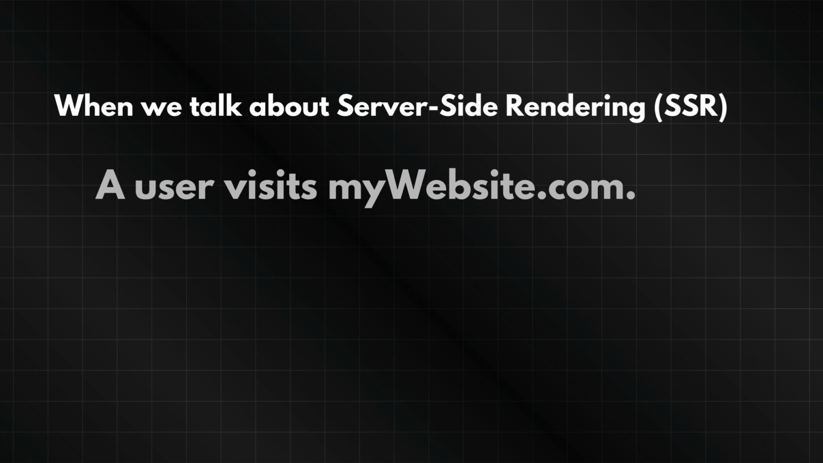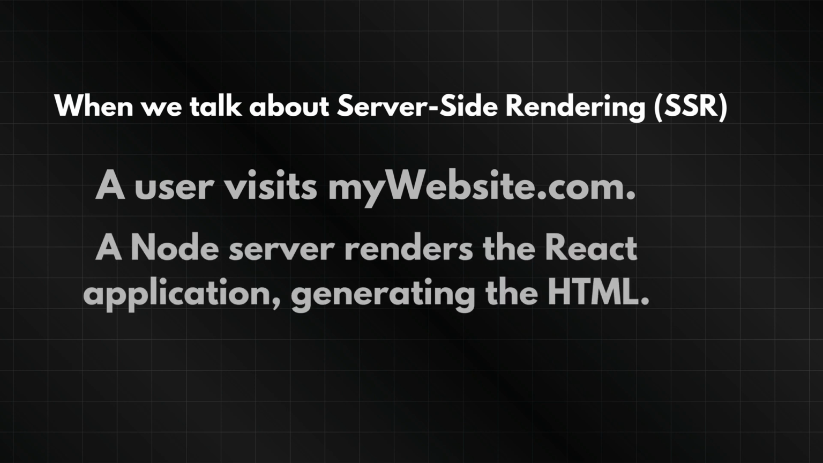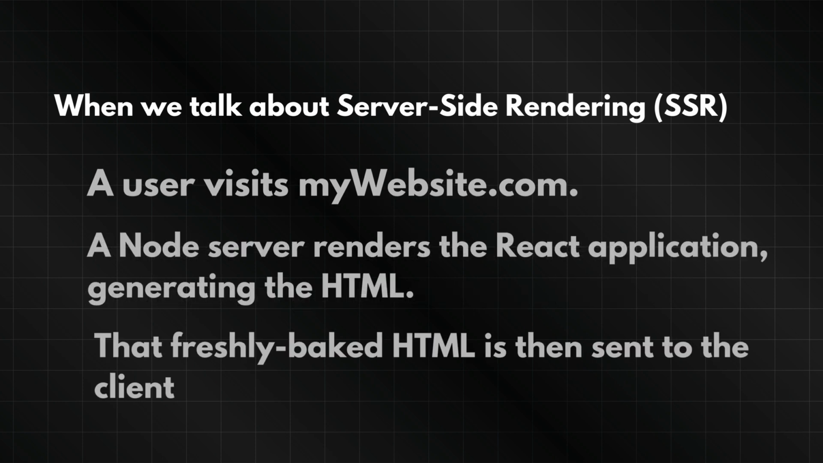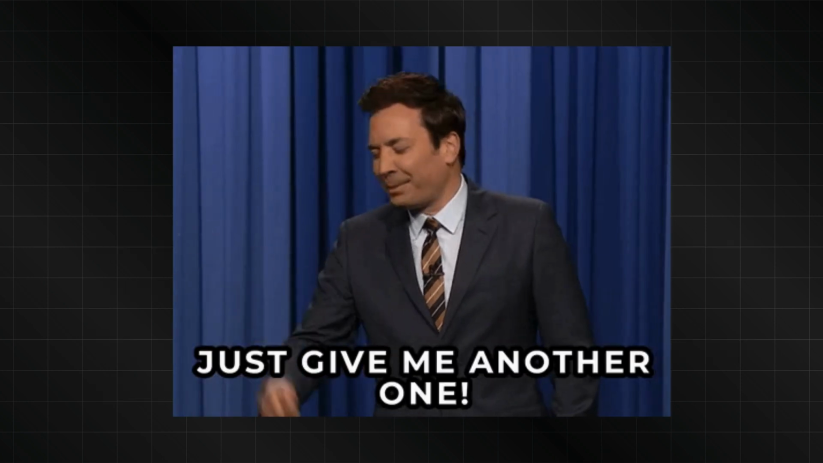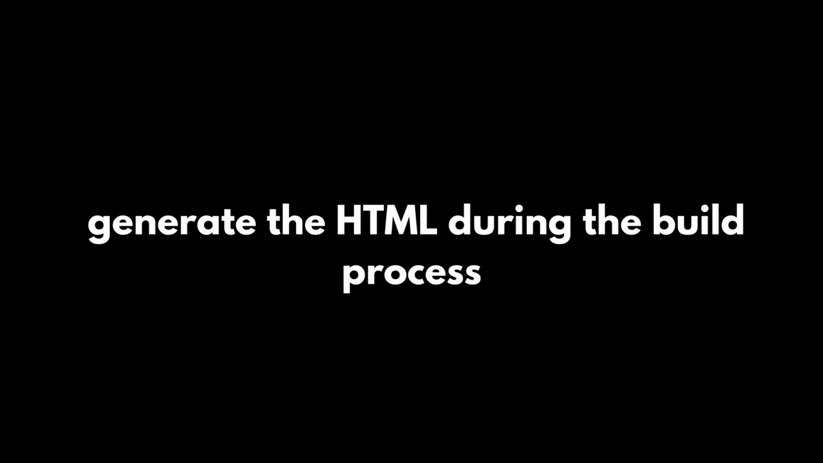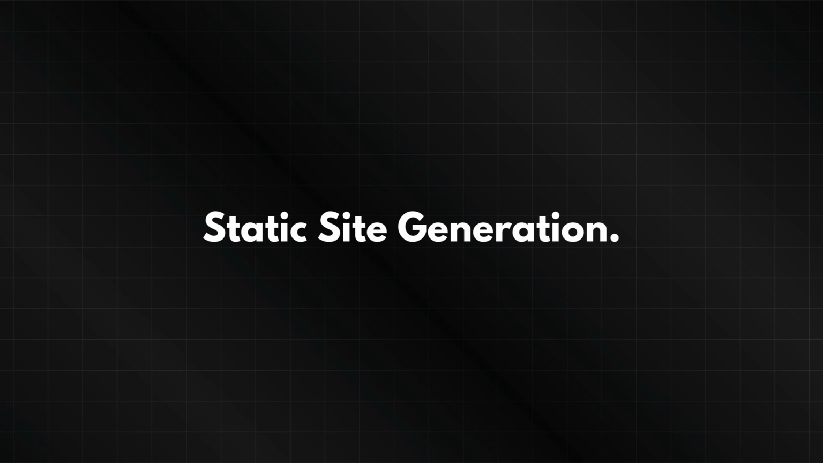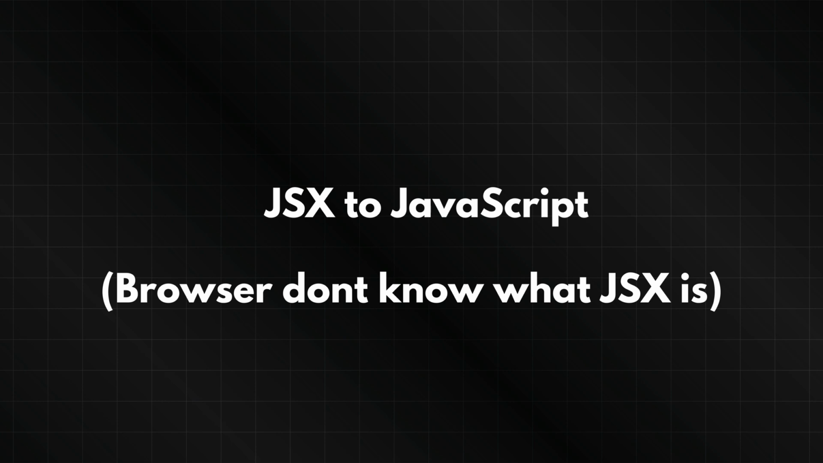When we talk about server-side rendering, we usually picture a process like this. A user visits a website, a Node.js server receives the request and immediately renders the React application, generating the HTML. The freshly baked HTML is then sent to the client. This is a common approach to server-side rendering, but it is not the only way. Another method is to generate the HTML file during the build process, which is called static site generation. Typically, React applications need to be compiled, transforming JSX into JavaScript and bundling modules.